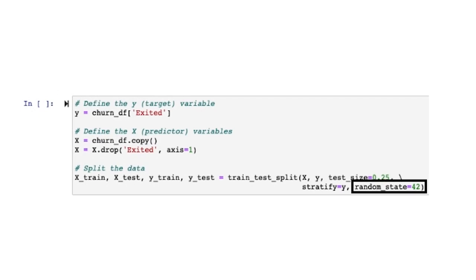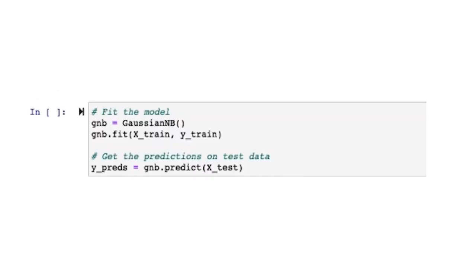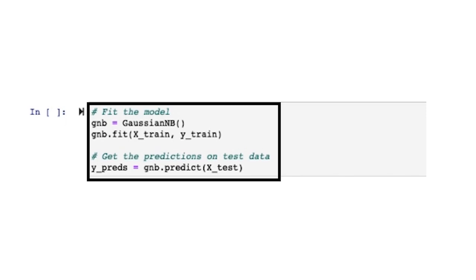Finally, we set a random seed so we and others can reproduce our work. Now, it's time to build the model. Just as with linear and logistic regression, our modeling process will begin with fitting our model to the training data and then using the model to make predictions on the test data.